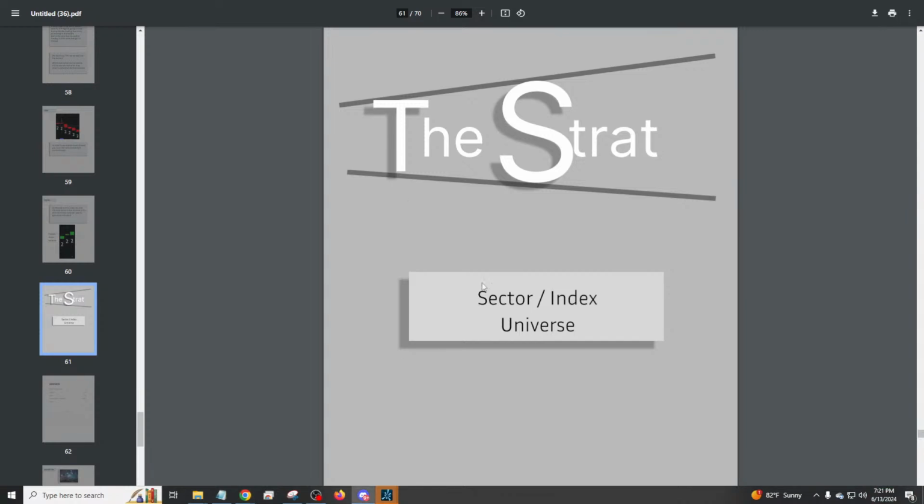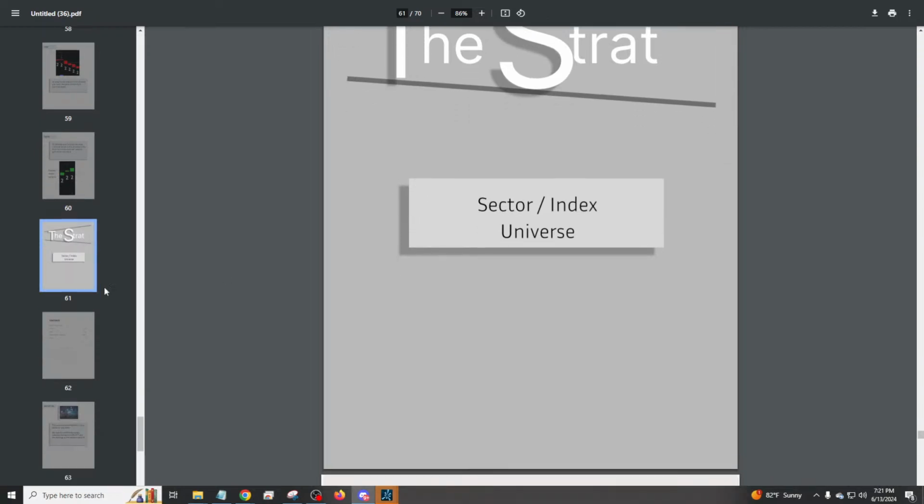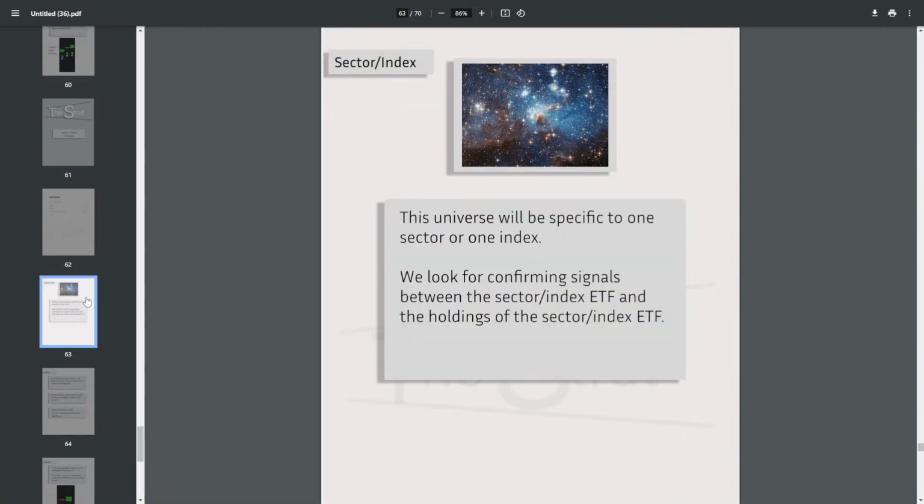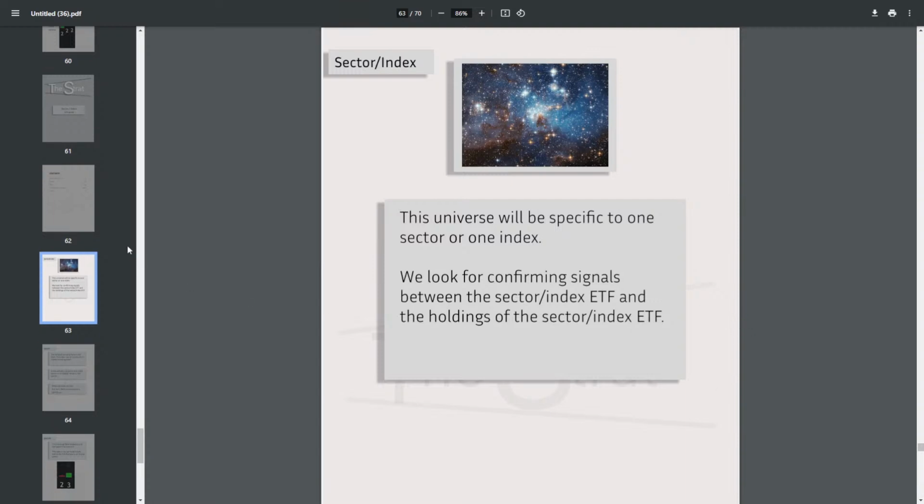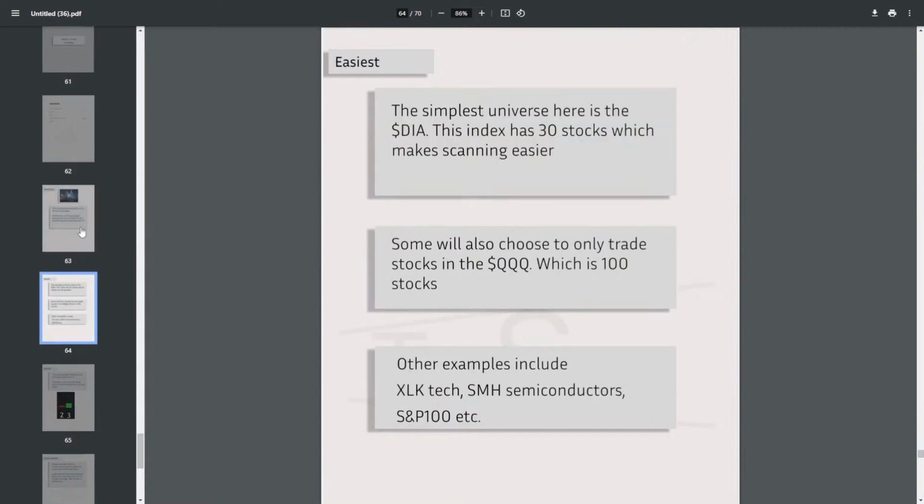So now the sector and indexes universes. This universe is specific to one sector or one index. And we look for confirming signals between these sector and index ETFs and the holdings, which we had already talked about with the simultaneous breaks. So the simplest universe here is the Dow Jones.